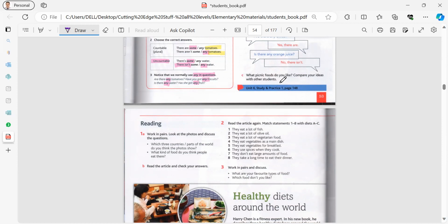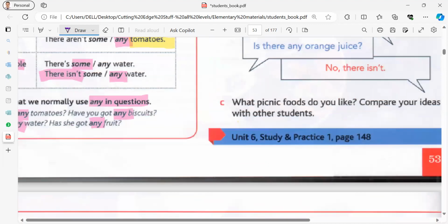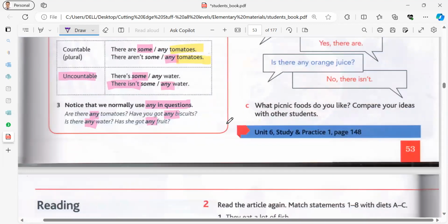Now, what about you? What picnic foods do you like? What do you take when you go for a picnic with your family or friends? Teacher, what is picnic? Picnic is when you decide to eat out in the open air, maybe in the local park, maybe go to the beach.